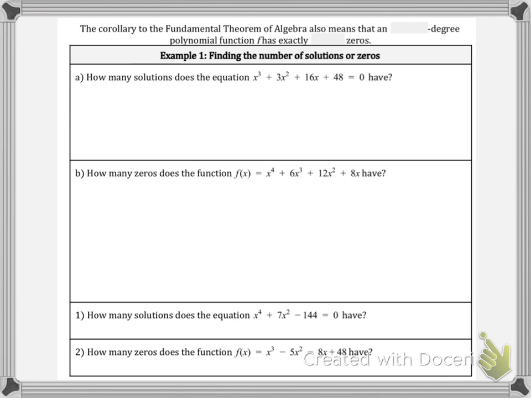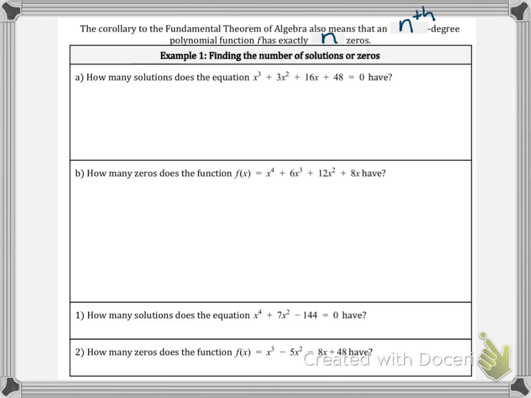So the corollary to the fundamental theorem of algebra also means that an nth degree polynomial f has exactly n zeros. So looking at the first one, how many solutions does the equation x cubed plus 3x squared plus 16x plus 48 equals 0 have?